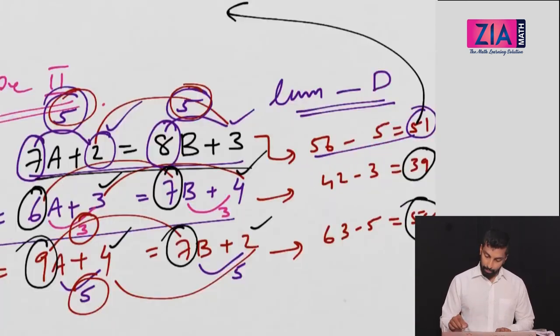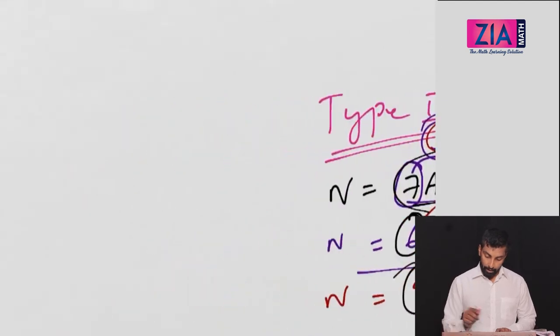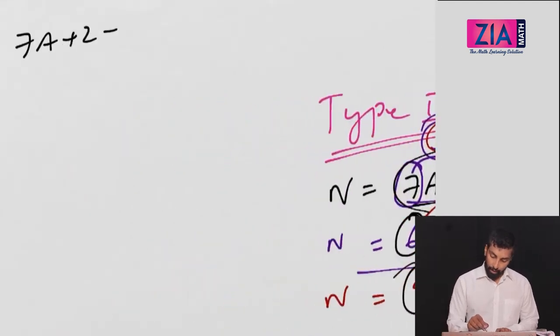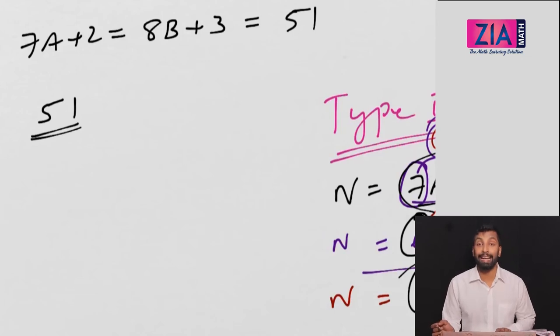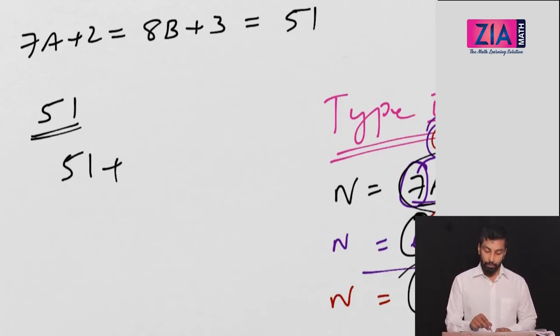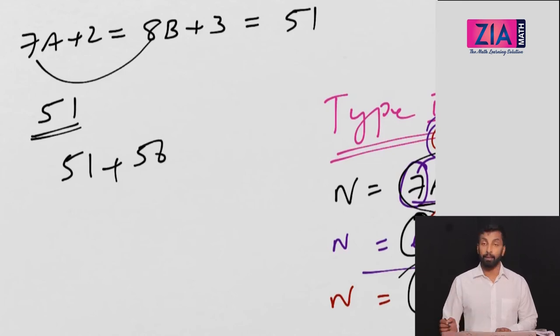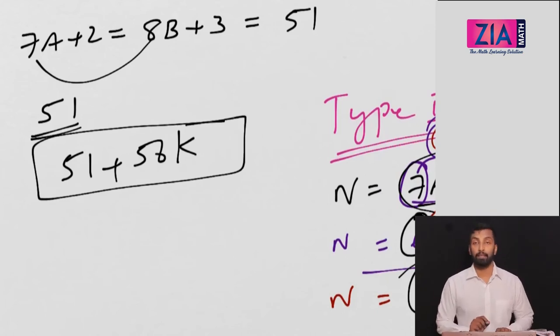What is the first case? This one, right? 7a plus 2 equal to 8b plus 3. What was the number we got? 51, right? So the question is, what is the first number? 51. What is the second number? How will you find? You add LCM. So 51 plus LCM of divisor, 7 into 8, 56. Third number, again LCM. So this is also going to make an AP with a common difference 56.